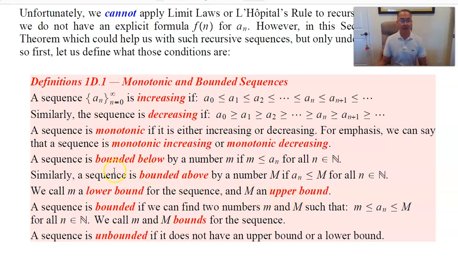We will put these two terms together now into the single word bounded. A sequence is bounded if we can find two numbers, our lower bound lowercase m and our upper bound capital M, so that all the terms a sub n are between lowercase m and capital M. And as before, we call these two numbers bounds for the sequence. So even though little m is a lower bound and big M is an upper bound. A sequence is unbounded if it does not have an upper bound or it does not have a lower bound.